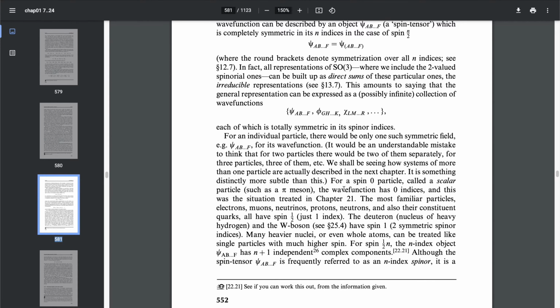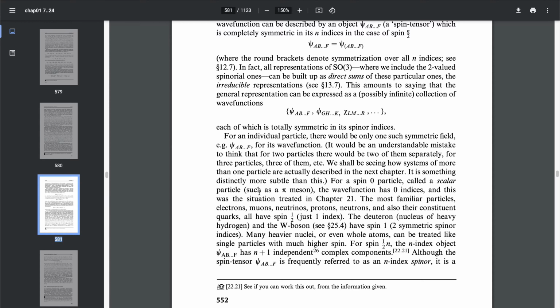Yeah, and for an individual particle there would be only one such symmetric field, our psi ABF here, for its wave function. It would be an understandable mistake to think that for 2 particles there would be 2 of them separately, for 3 particles 3 of them, and we shall be seeing how systems of more than 1 particle are actually described in the next chapter.